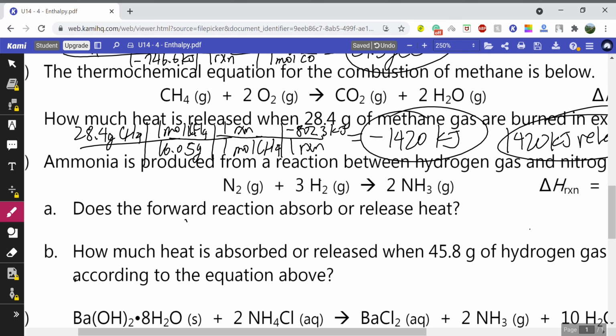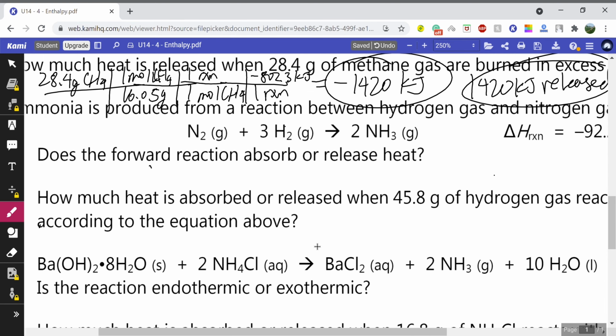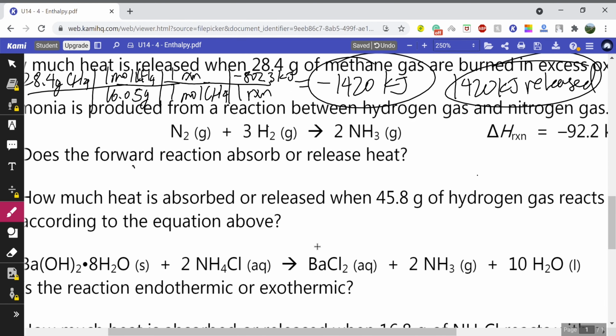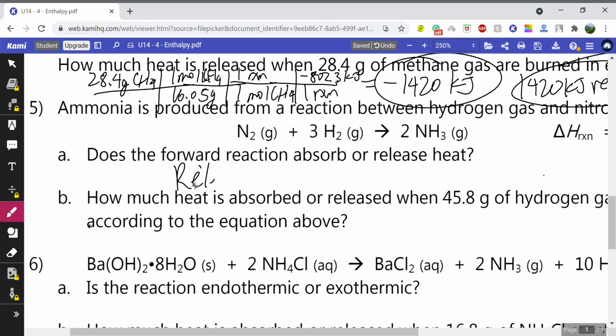All right. Next, ammonia is produced from a reaction between hydrogen gas and nitrogen gas. Does the forward reaction absorb or release heat? Since the forward reaction is negative 92, it is going to be release. It's exothermic. Release because delta H is negative.